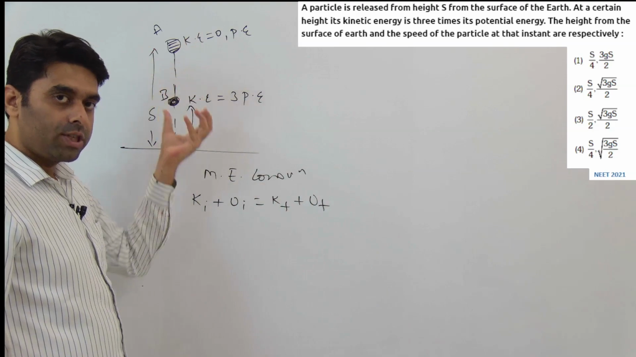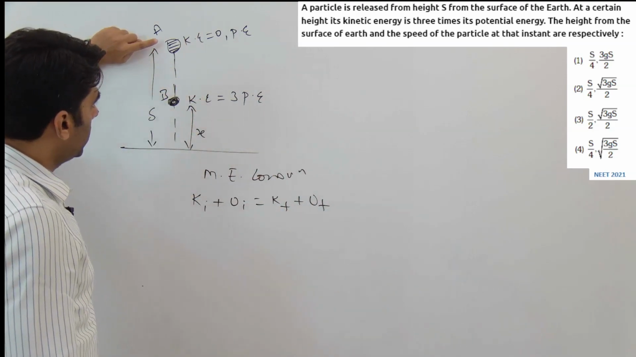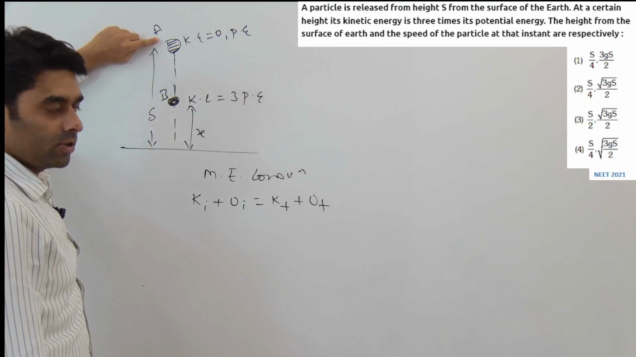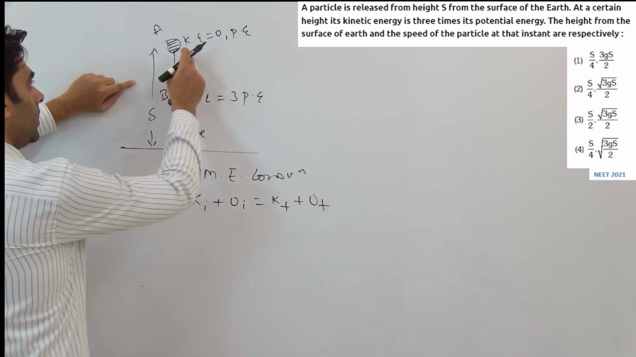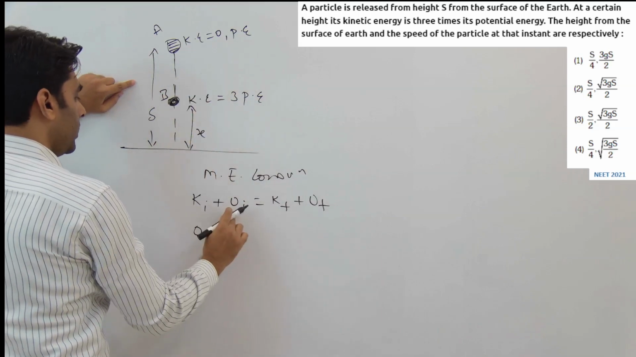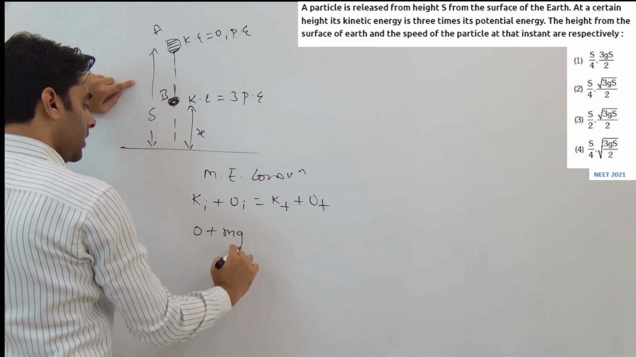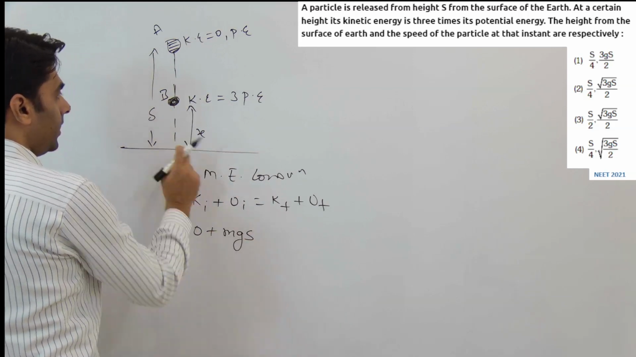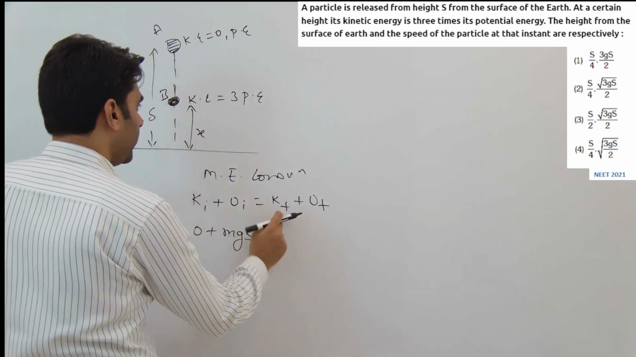In this whole journey, the mechanical energy will remain conserved. So two positions we have considered: position A, which is our initial position, and position B, which is our final position. At the initial position, kinetic energy is 0 and potential energy, with height S, is mgS, mgh. In this case they have given us height as S, and that is equal to the final kinetic energy.